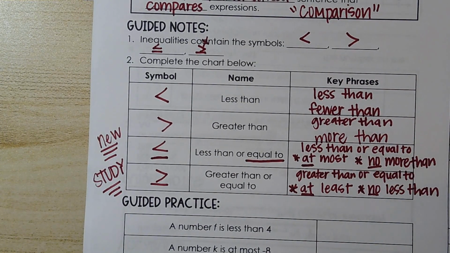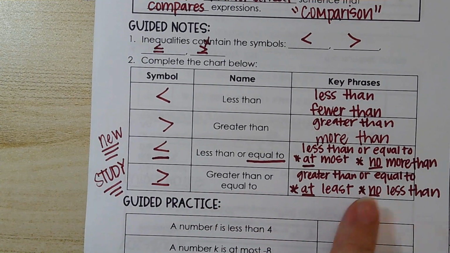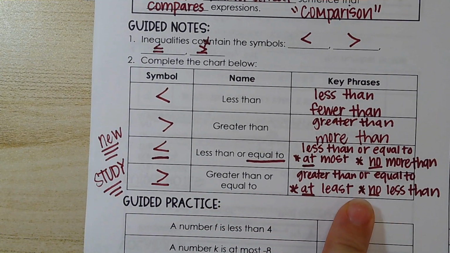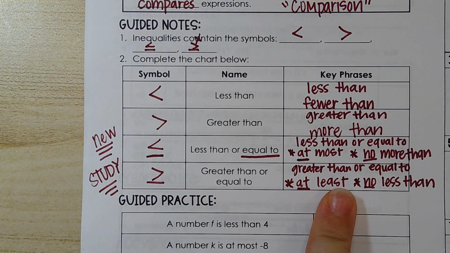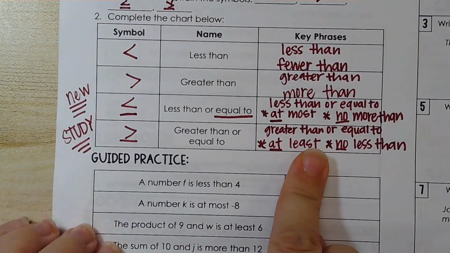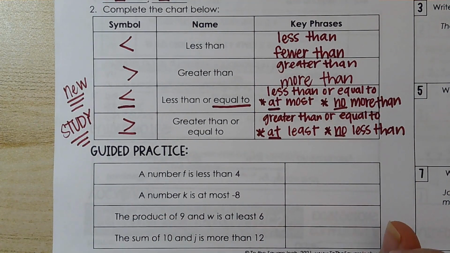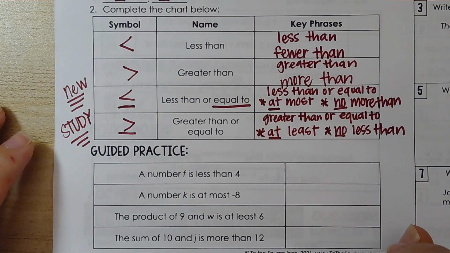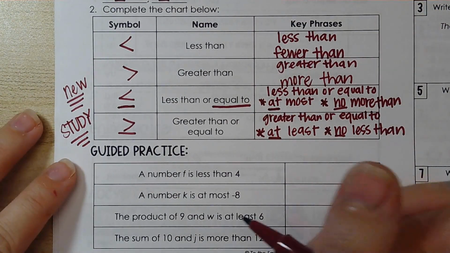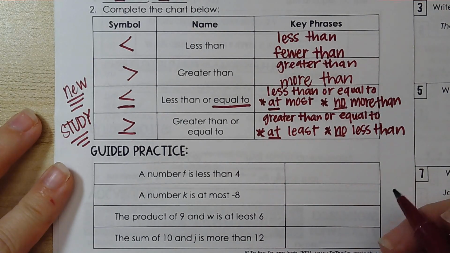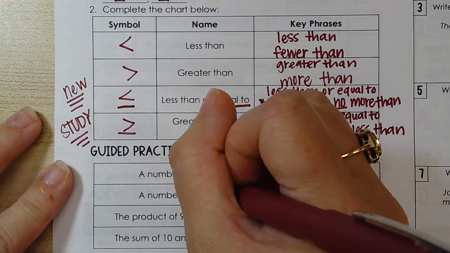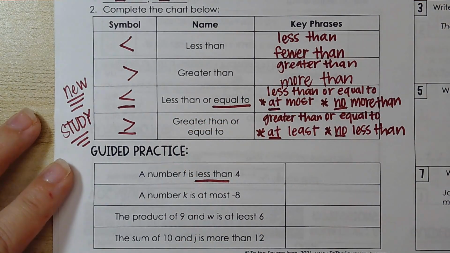Today, when we are doing our lesson, we're going to keep on looking back at these phrases. So keep this paper out. Don't put it away when we're done writing on it, okay? Because you'll keep on looking back at this. So just like what we're going to do on this guided practice, we're going to look back up here for our key phrases. It says a number f is less than 4. Underline that key phrase: less than.